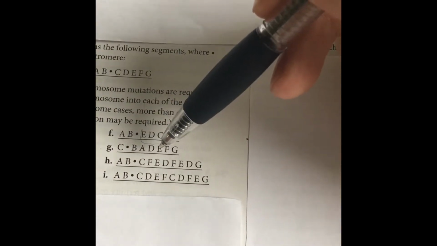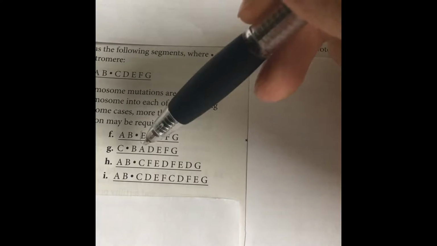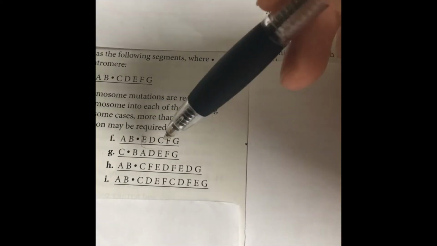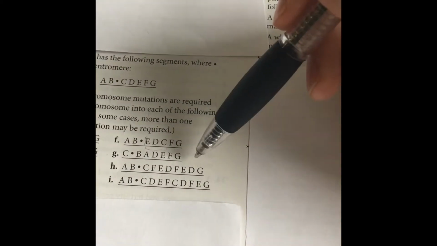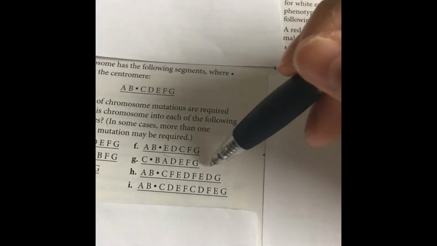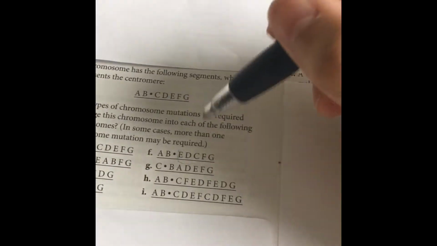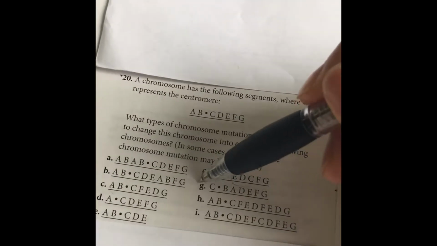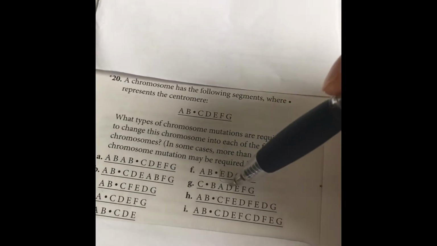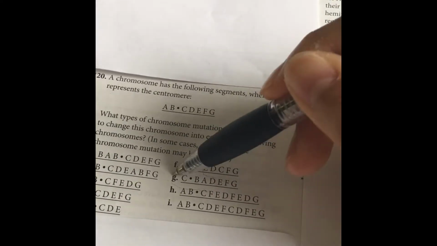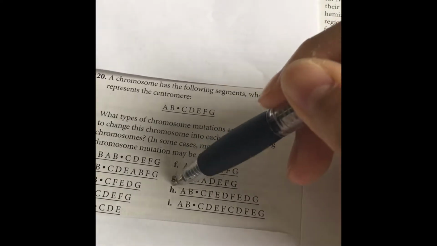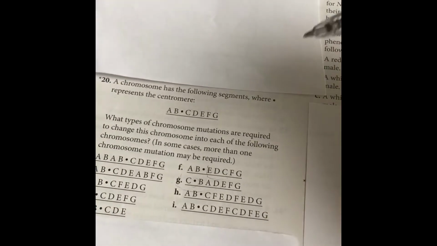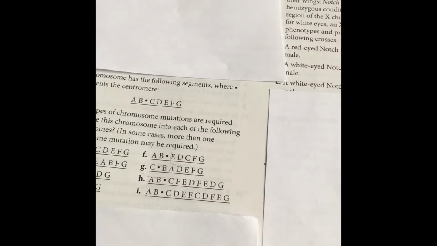There is a pericentric inversion, A, B, D, E, F, G. And there's no deletions because all the letters are still there. There's no duplications because there's no extra letters. And the inversion came from A, B. It should be over here. And in this case, this whole thing is related to the inversion, and within this whole thing includes the centromere. So if the centromere is included in an inversion, it is a pericentric inversion.